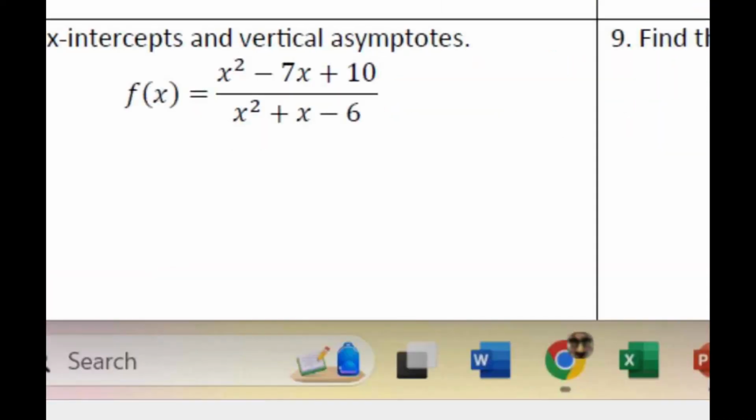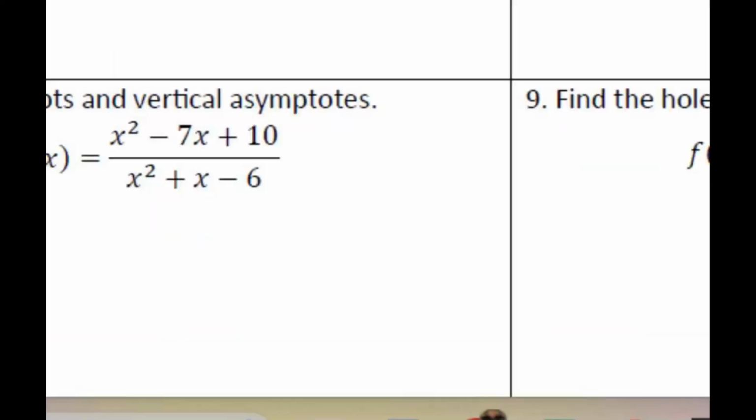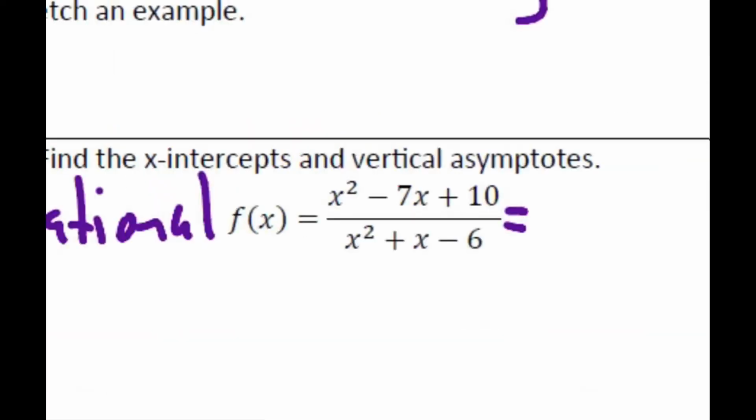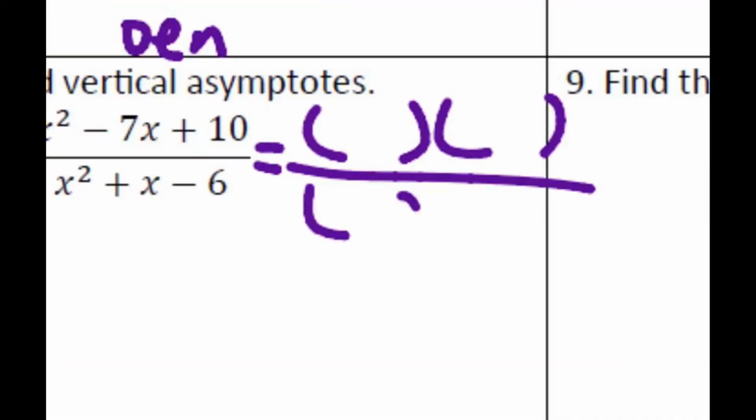Okay, x-intercepts and vertical asymptotes. Those are rational functions, so you might want to put rational on your note card. And we are going to factor because this is talking about denominator, and this is talking about numerator. So we need to factor, cancel common factors, and then simplify. And then write down what's left.